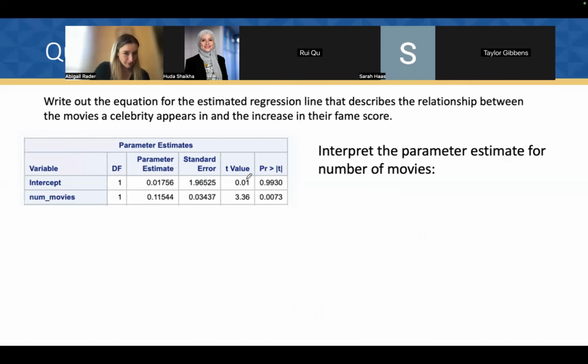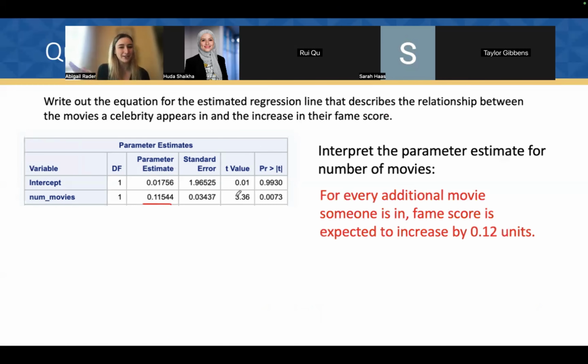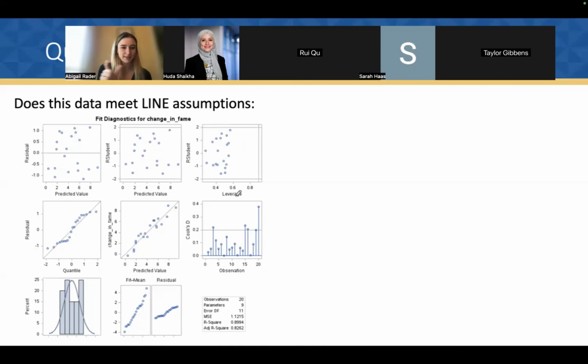Interpret the parameter estimate. So now we're working with this parameter estimate here. You all are pretty good at this. All it is is that for every additional movie someone's in, their fame score increases by that amount. Pretty straightforward. Okay, here's where we get into the second half.